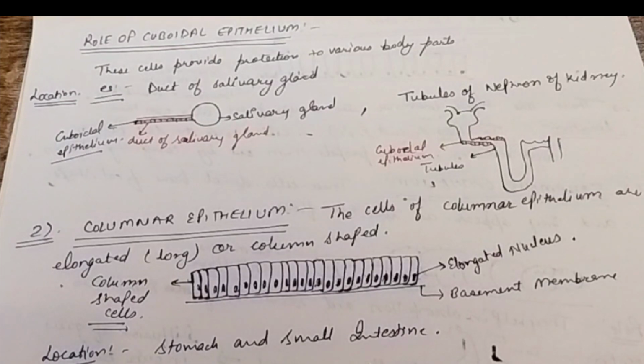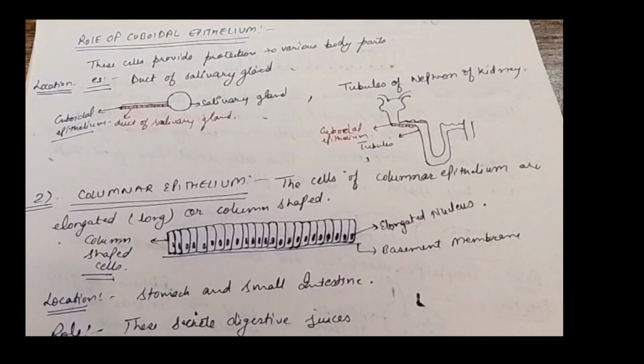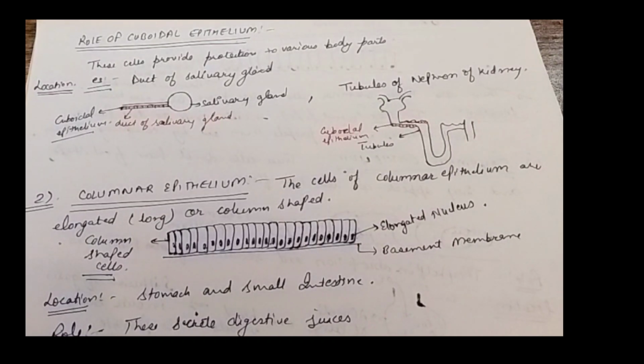Then coming to the columnar epithelium, these are elongated column shaped cells. As the name suggests, the word column means elongated or long cells, and they have an elongated nucleus also. Unlike the cuboidal epithelium, the nucleus here in columnar epithelium is located at the bottom, and these cells are found in the stomach and small intestine. The columnar epithelial cells mainly perform the function of secretion of digestive juices in the stomach and small intestine, which aids digestion.